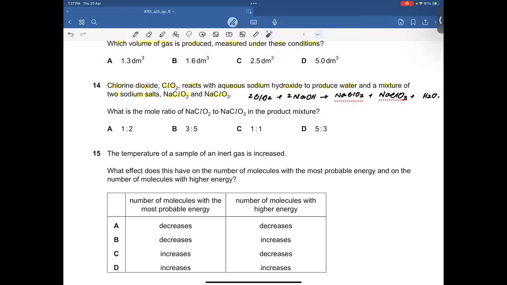By the way, according to this balanced chemical equation, both of these have a 1:1 ratio. Therefore, C is going to be the right answer, because he's asking the molar ratio of these two products in the mixture. That's an easy question. After such a long calculation, I think it's an easy question.